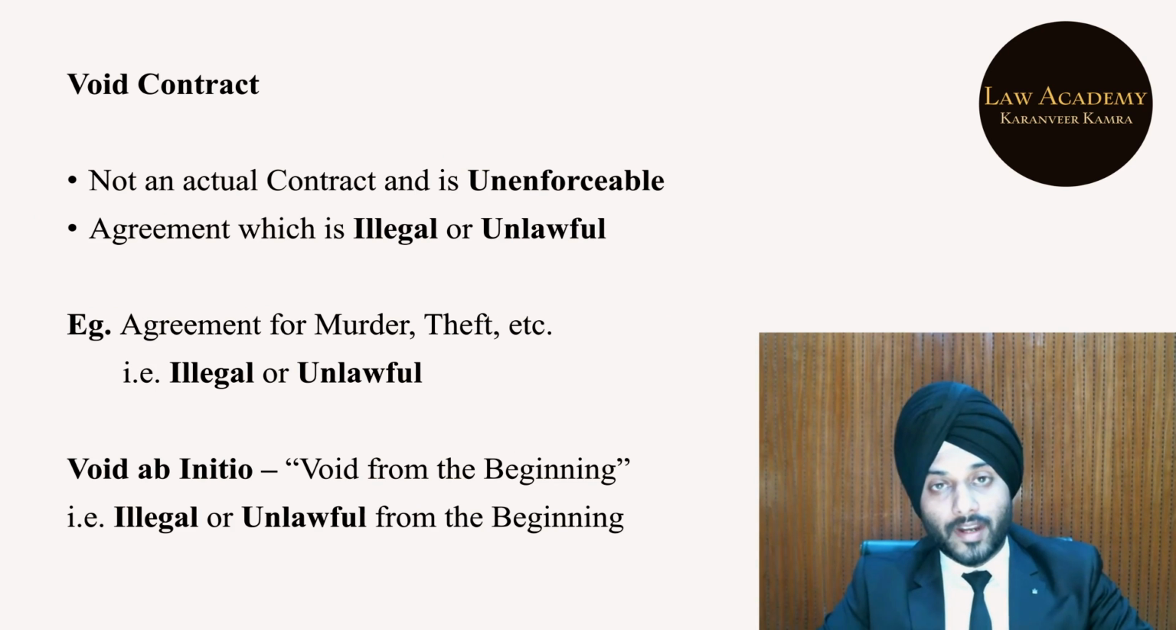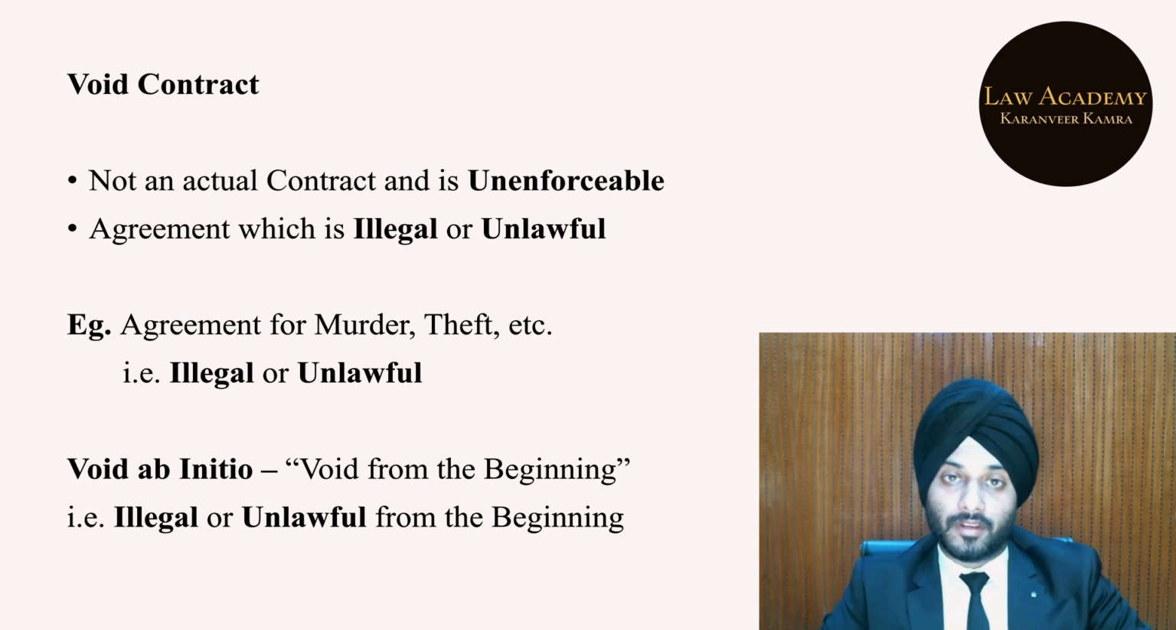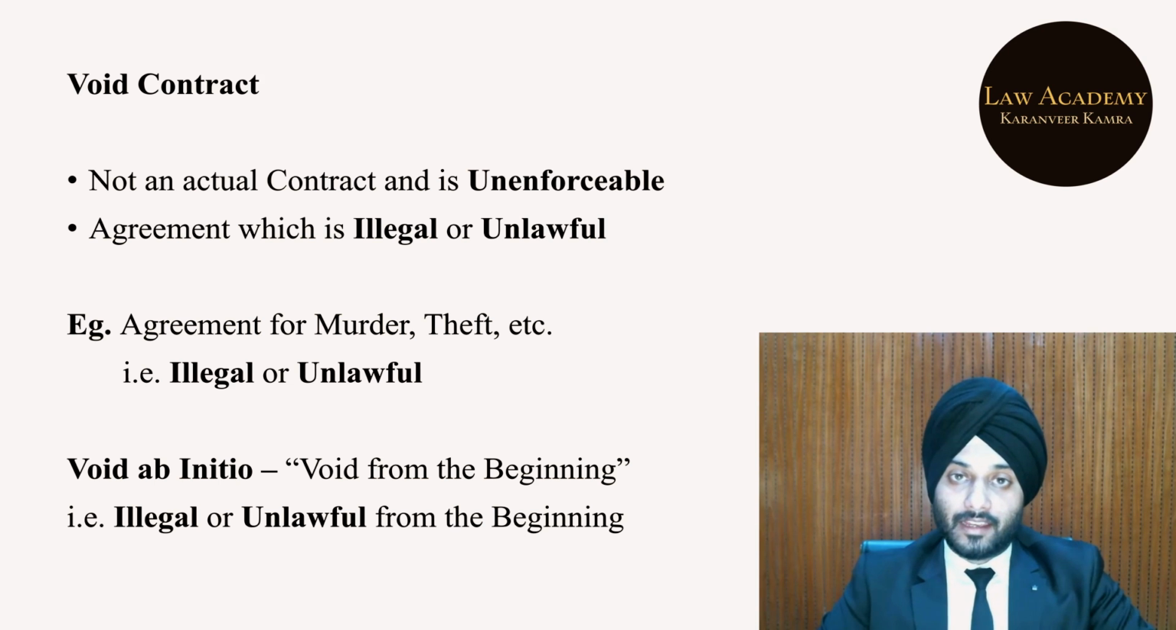Let us discuss what is a void contract. So see, we have understood what is a valid contract. Any agreement which is enforceable by law is a valid contract. On the other hand, any agreement which is unenforceable or illegal is a void contract. So now, how do you tell this agreement is unenforceable?